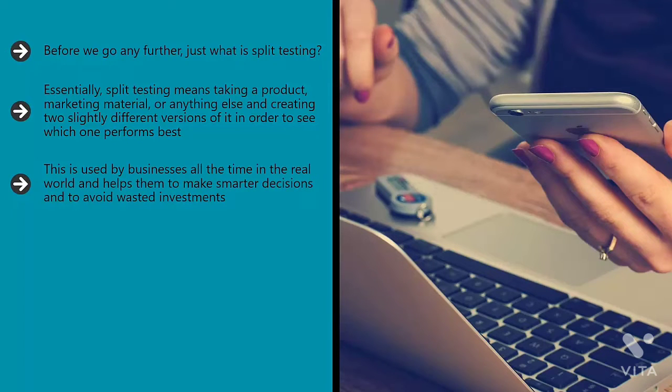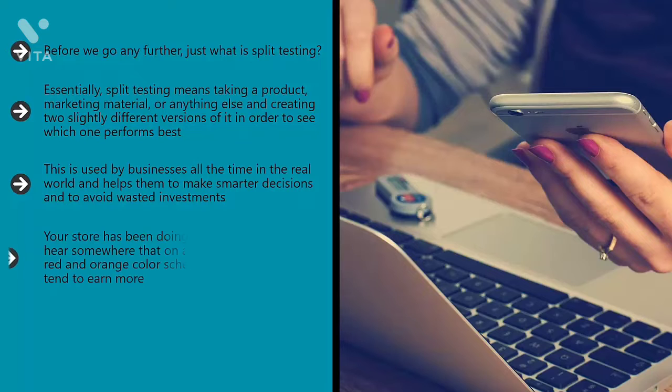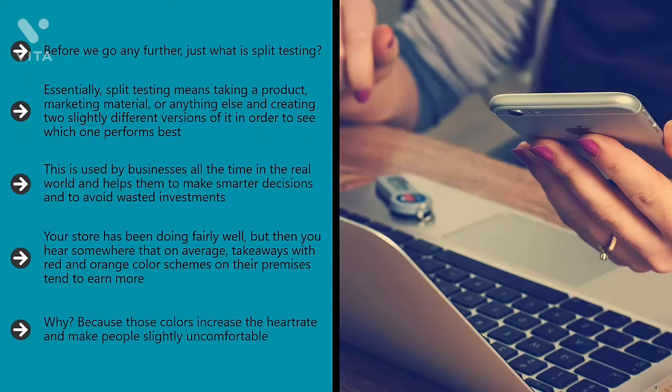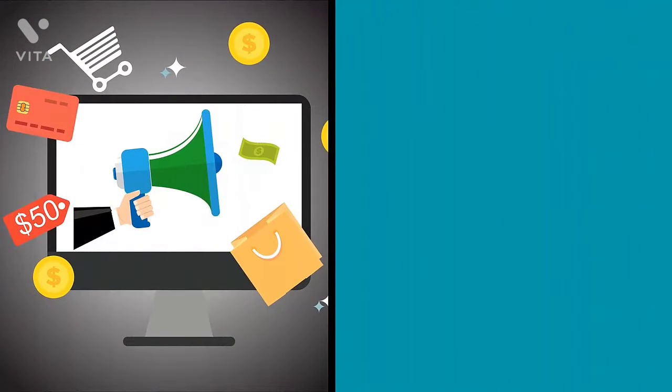This is used by businesses all the time in the real world and helps them to make smarter decisions and to avoid wasted investments. Let's imagine for a moment that you own a chain of fast food restaurants that sell only prawn-based dishes, because why not? Your store has been doing fairly well, but then you hear somewhere that on average, takeaways with red and orange color schemes on their premises tend to earn more. Why? Because those colors increase the heart rate and make people slightly uncomfortable.